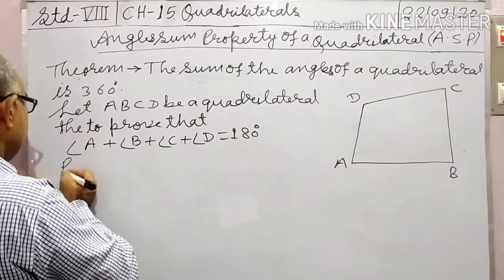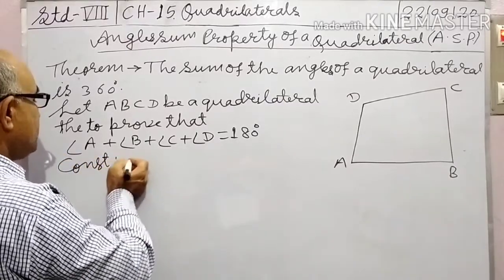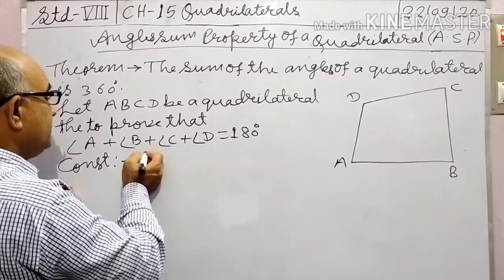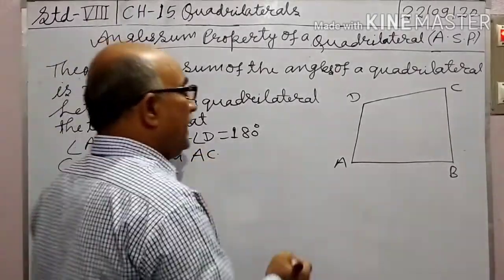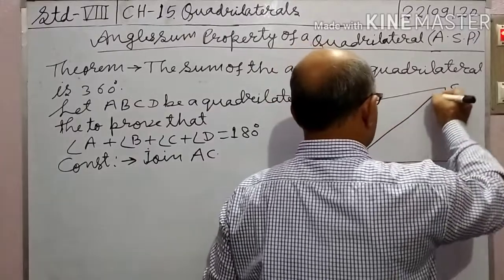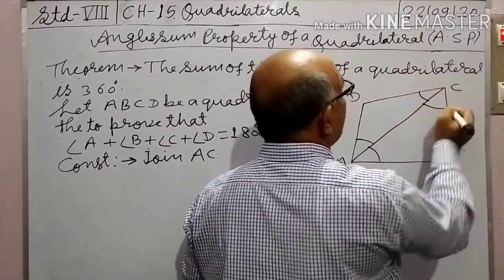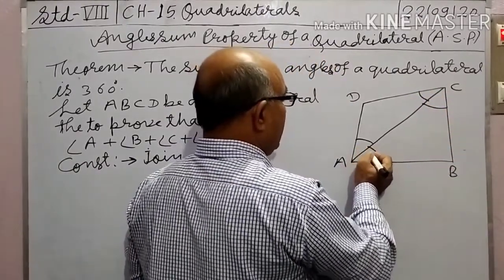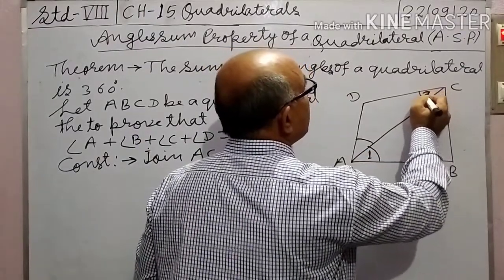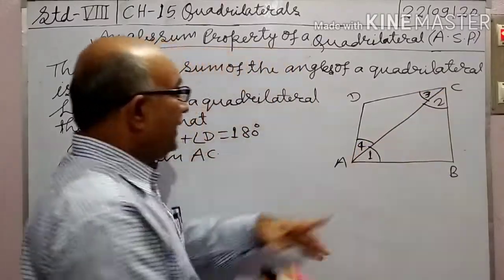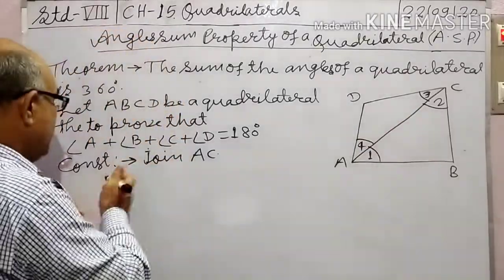Proof. First of all, construction: join AC. So angle A is divided into two angles and angle C is also divided into two angles. Name them angle 1, 2, 3 and this angle is 4. Angle A equals angle 1 plus 4. Angle C equals angle 2 plus 3.